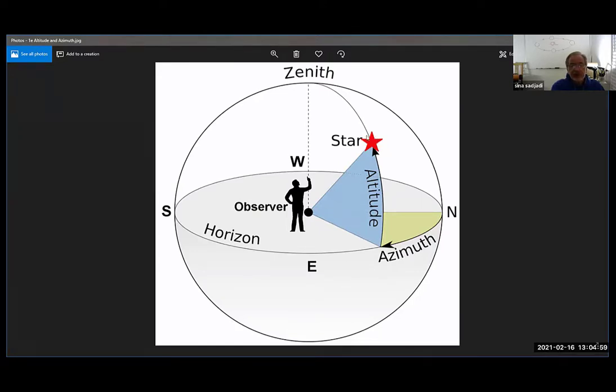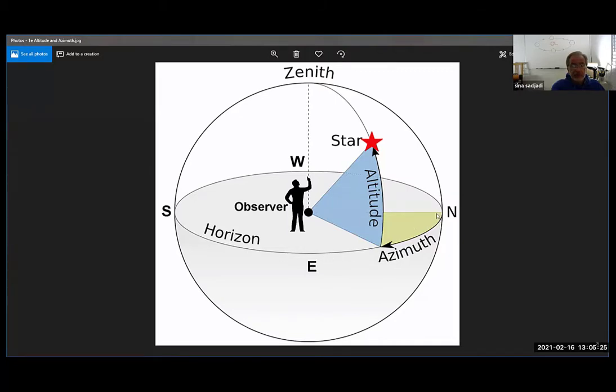The point I'm trying to make here is that there's a star in the sky. How many degrees above the horizon this star is called altitude. So this blue angle here is the altitude of the star. How many degrees above your horizon? And then how many degrees east of north it is. So you start from the north and you go this way, east.